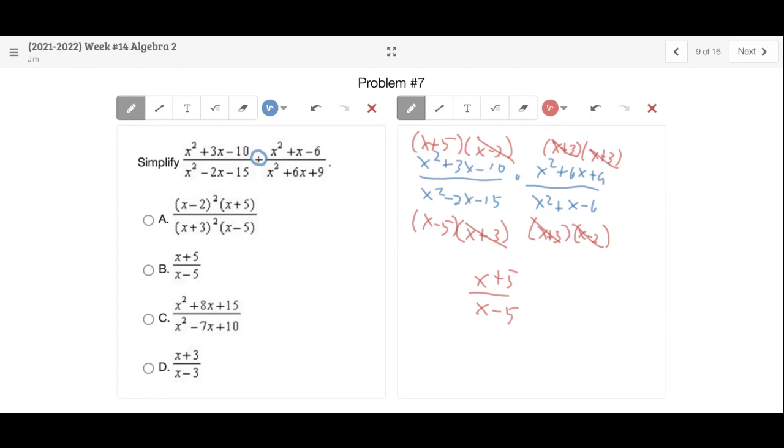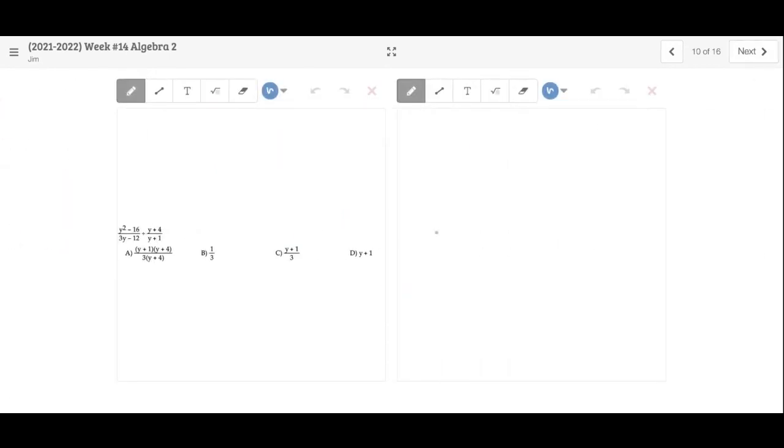All right, number 8. Oh boy, this one's really tiny. I think that's a division sign. So let me rewrite it for you guys: y squared minus 16 over 3y minus 12 divided by y plus 4 over y plus 1. So what's my first step? Flip it. We're going to rewrite it as a multiplication problem first.